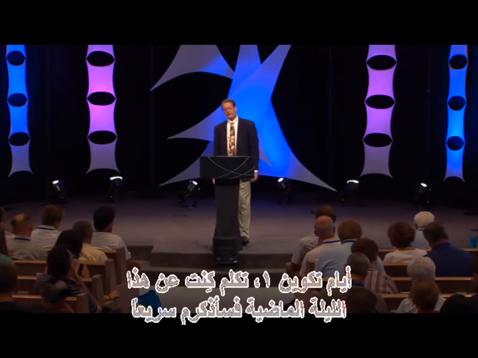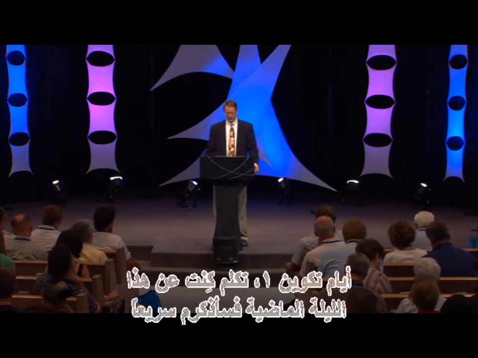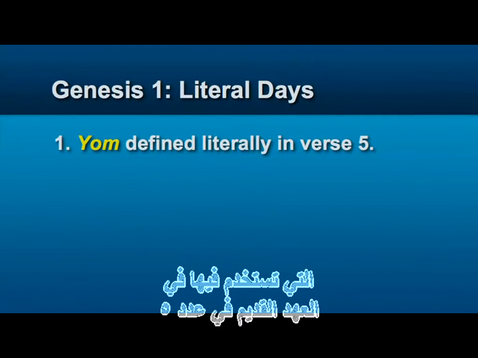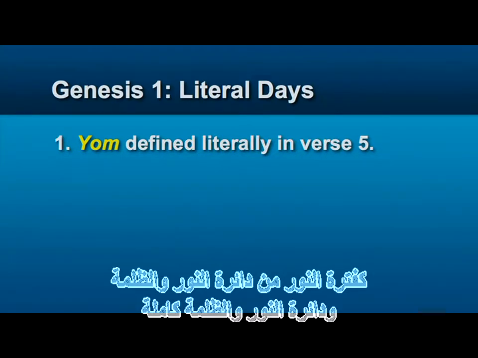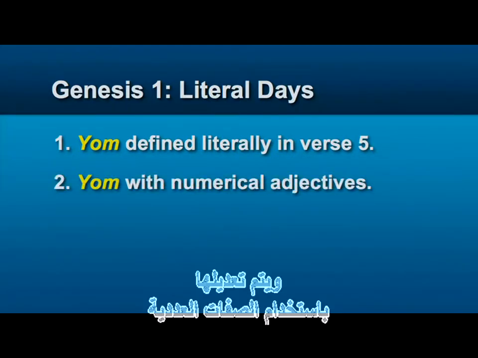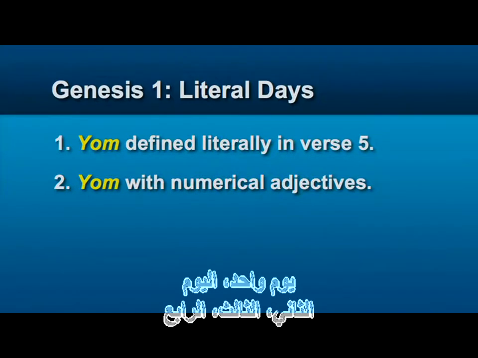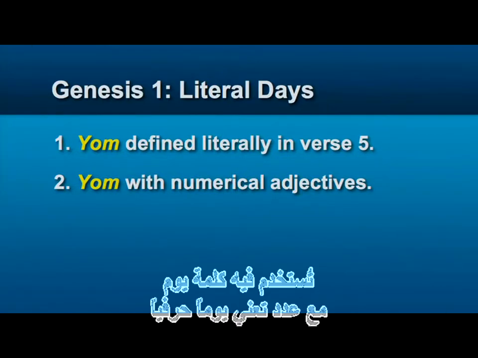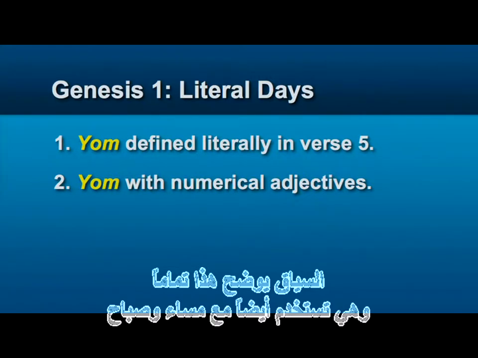The days of Genesis 1, Ken talked about this last night, so I'm just going to briefly remind you that the Hebrew word for day, yom, is defined the very first time it's used in the Old Testament. It's defined literally in verse 5 as the light portion of the light-dark cycle and the whole light-dark cycle. It's modified by numerical adjectives: first day, or 1 day, second day, third day, fourth day. And everywhere in the Old Testament where yom is modified by a number, it always means a literal day. The context makes that perfectly clear.